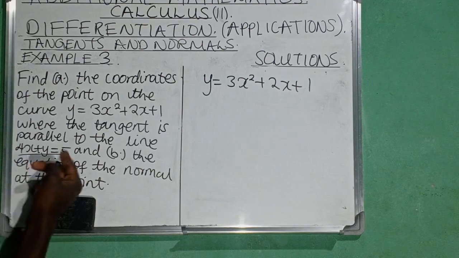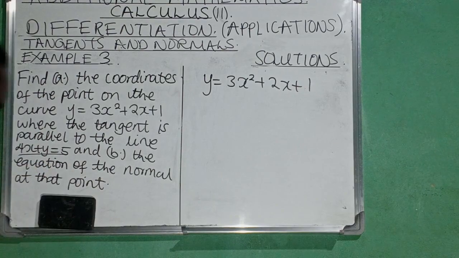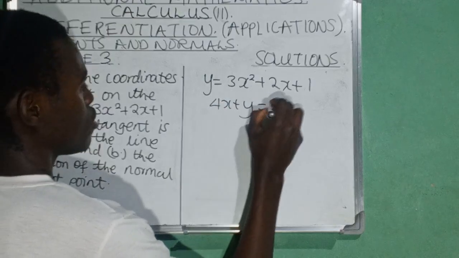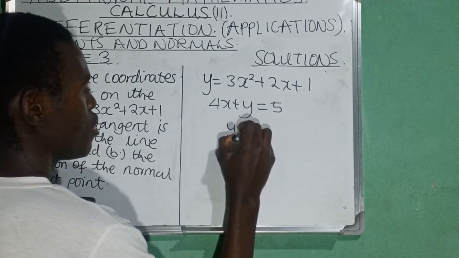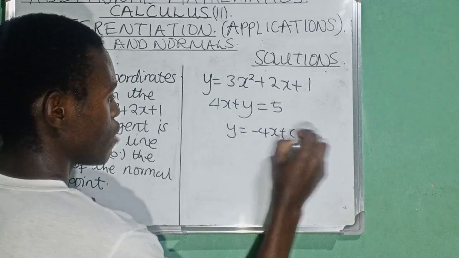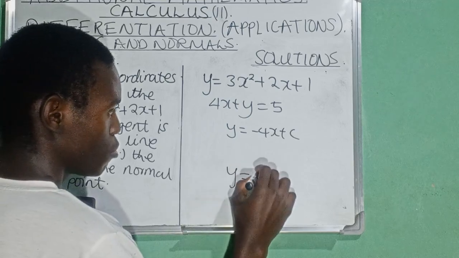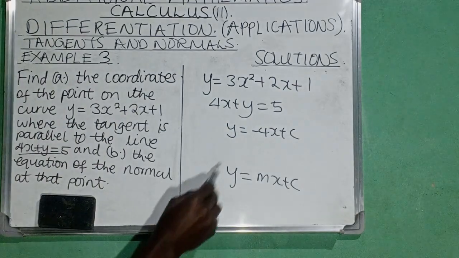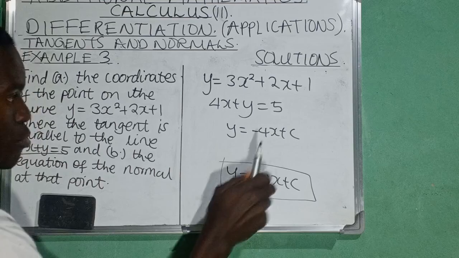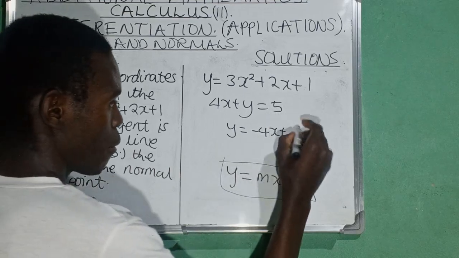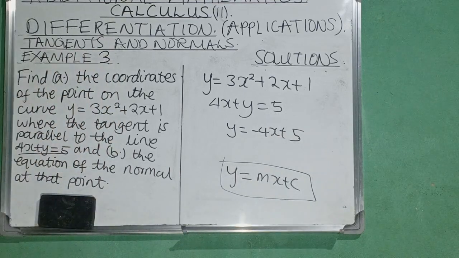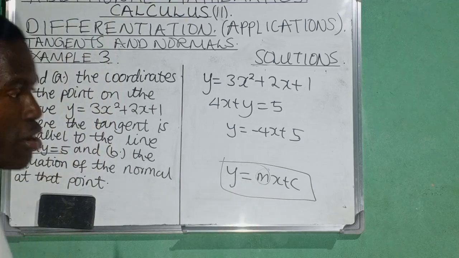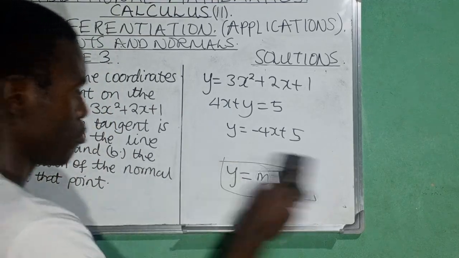So it means that we should find the gradient of this. We have 4x plus y is equal to 5. It will be y is equal to negative 4x plus 5. The slope-intercept form or the gradient-intercept form is y is equal to mx plus c, where m is the gradient. So we have to write our equation in this form. So the gradient in this case would be negative 4.